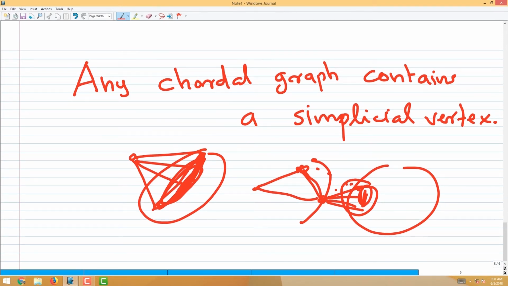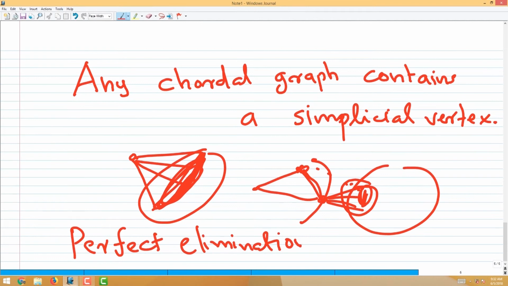In fact, one after the other, as you remove vertices, a sequence of simplicial vertices will come. That means the vertex set of the chordal graph can be arranged in an order: first a simplicial vertex, then a simplicial vertex in the remaining graph, then a simplicial vertex in the remaining graph, like that, right? And if you read this ordering, this is an elimination ordering. This is called a perfect elimination ordering. Usually we write it as PEO, perfect elimination ordering. I'll tell you where this word comes from. You will wonder why this elimination ordering, but before that, let's get to the simplicial vertex.